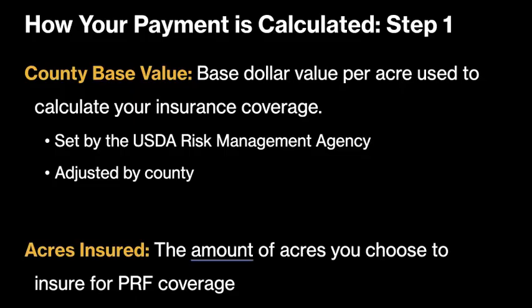The second piece of information is the number of acres you've chosen to insure. Not every producer chooses to insure every eligible acre. The number of insured acres simply reflects the portion of your operation you've decided to enroll in the policy. These values are the foundation for calculating the total amount of insurance protection available under your policy.